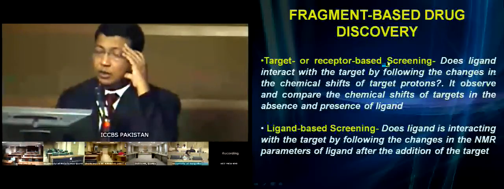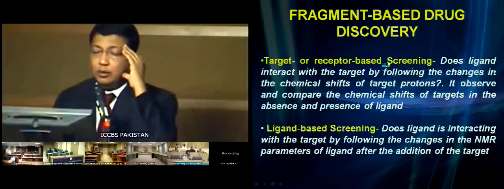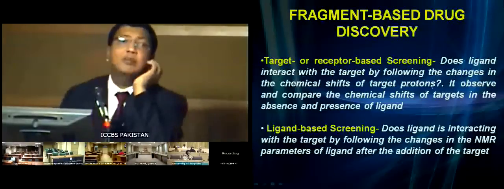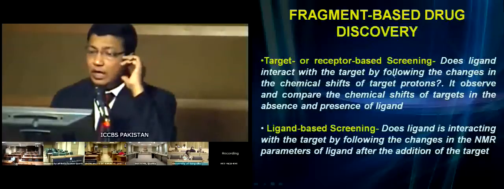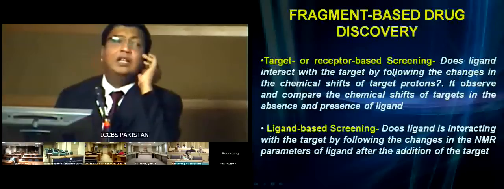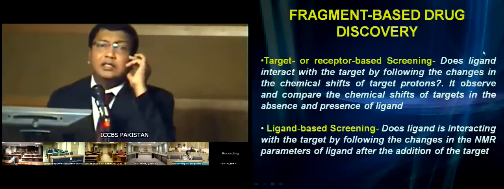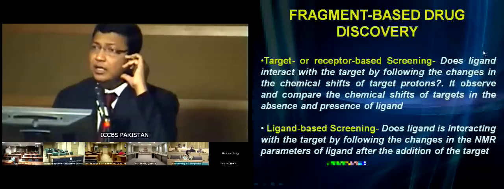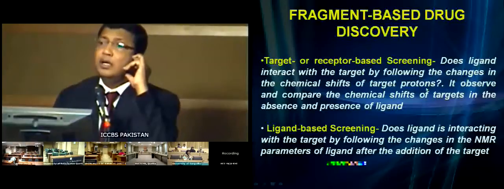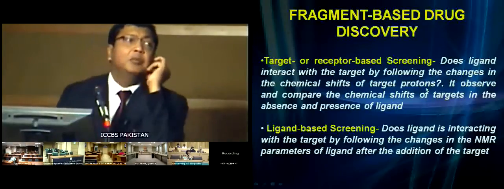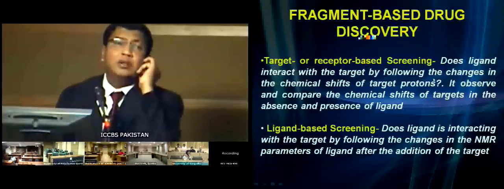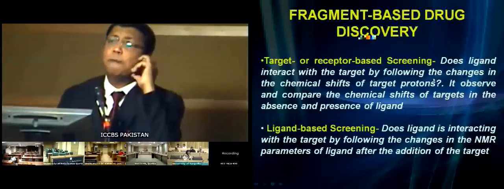Ligand, the question is always asked, does the ligand, which is your small molecule, interact with the target, by following the changes in the chemical shift of target proton? So what you do is that you have a target, you record the NMR of the target, and then you add a ligand or several ligands, and then you see the changes in the chemical shift of the protons of the target. Target में क्या फर्क पड़ रहा है? Remember, ये chemical shift की change क्यों होती है? What makes the chemical shift change?